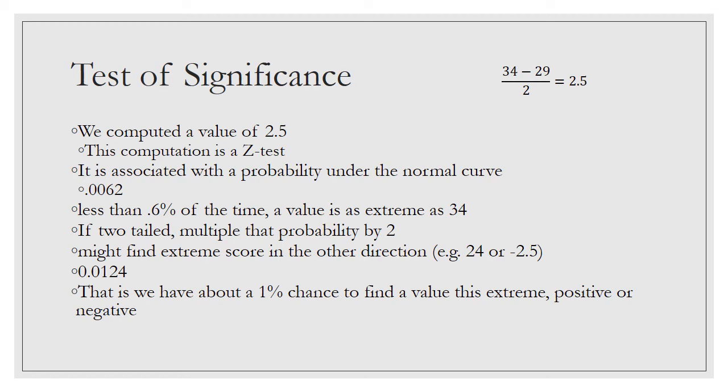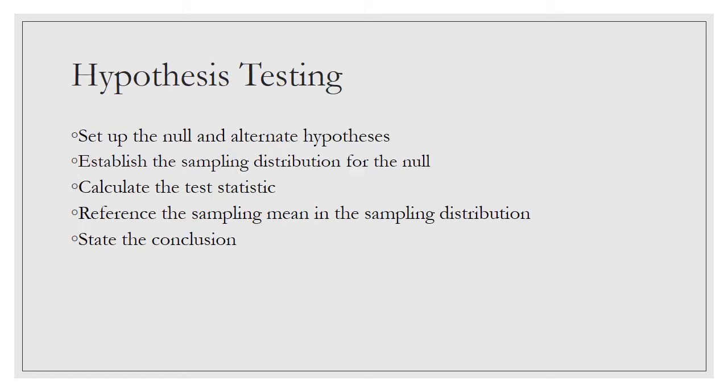It's about a 1% chance to find a value as extreme, positive or negative, as that value of 34, if you were to look in both areas of the curve. And that's what we were doing before when we were looking at our distribution, the sampling distribution of the mean, and we were placing our values on it. Let's just do an overall review of our hypothesis testing. We're going to set up the null and alternative hypothesis. Here I'm just establishing it as a two-tailed test.